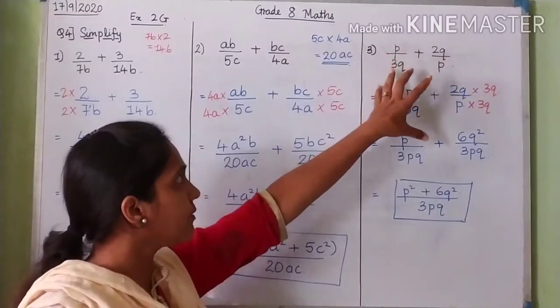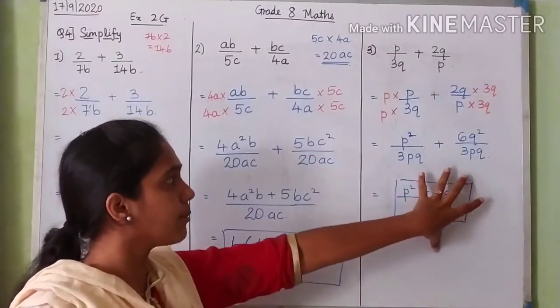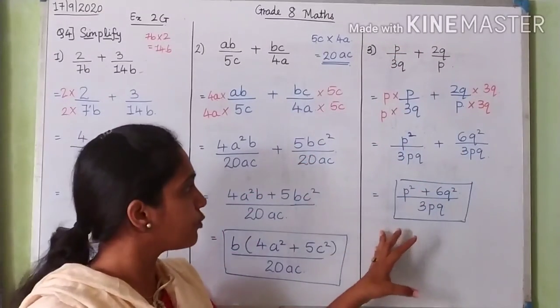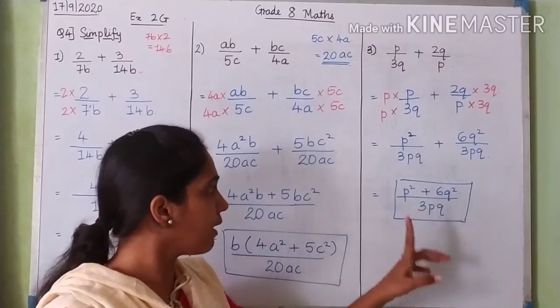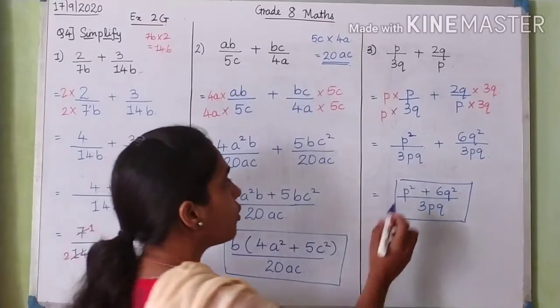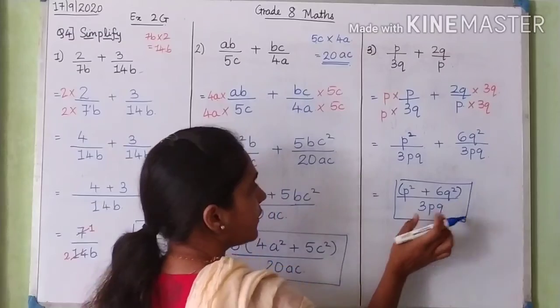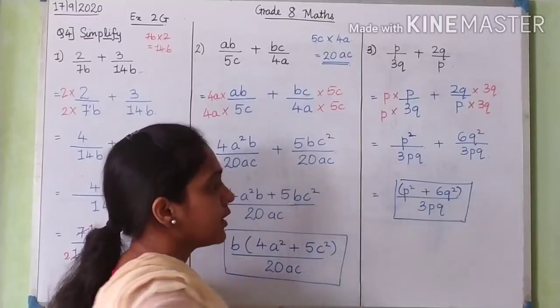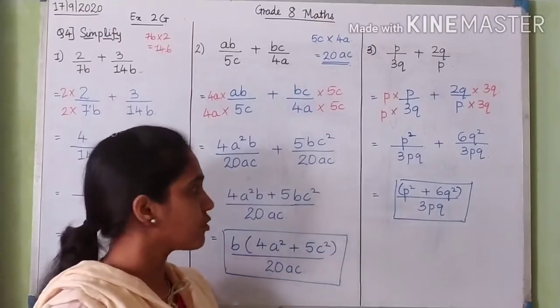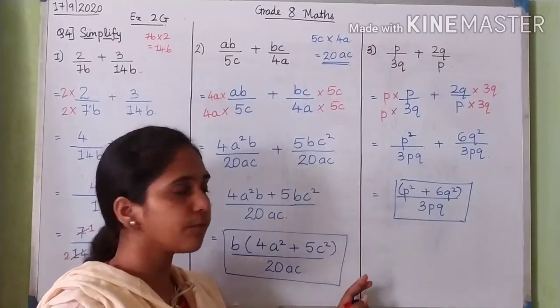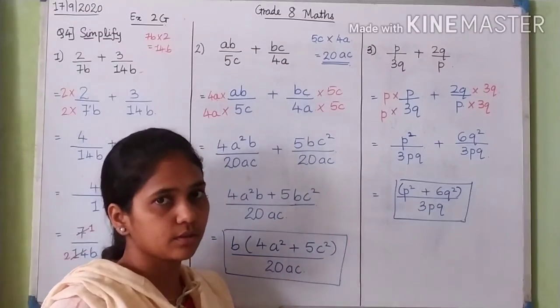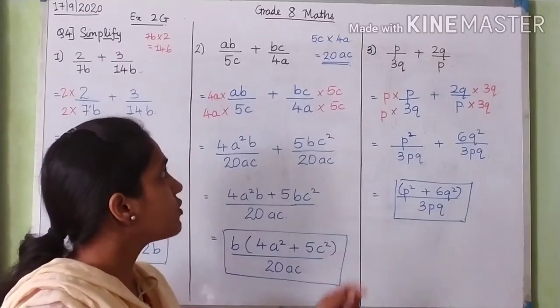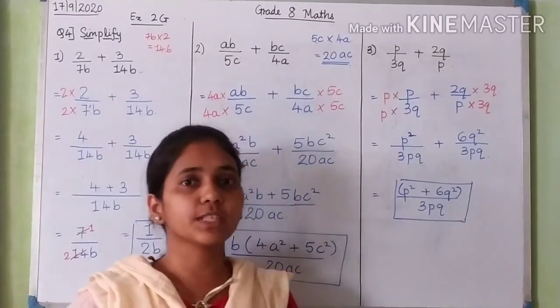So what have we done? We have solved it and come to one fraction. We have to write one fraction. So this is one fraction. Why one fraction? Because this whole is one expression and the denominator is the other expression. So this is numerator by denominator form, one whole fraction. In this way we solve fractions which have variables also.